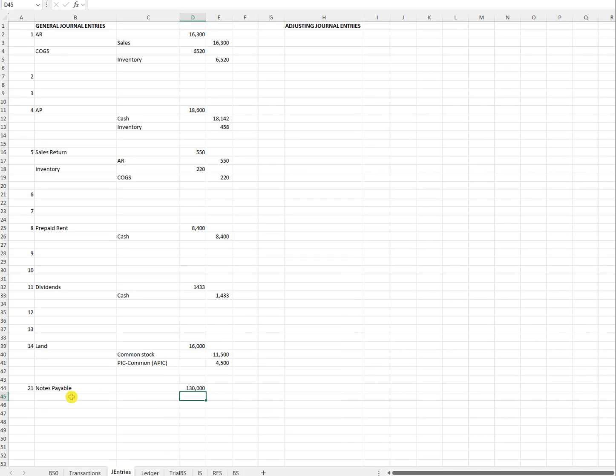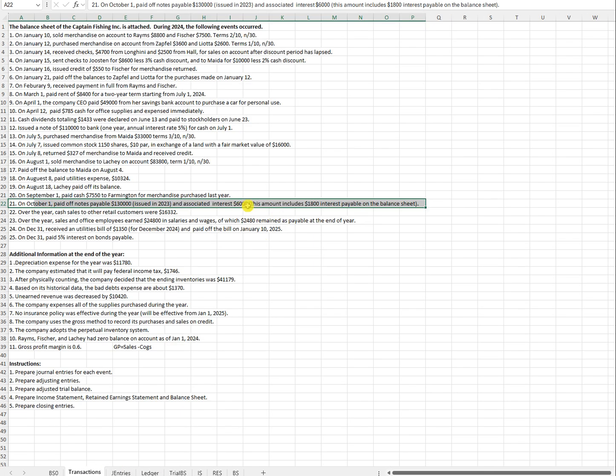Meanwhile, we need to pay interest. The total interest will be $6,000, among which $1,800 has been recorded in accounts payable already. Okay, meaning we're going to pay $6,000 interest, but we only record the difference, right? $4,200 interest expense. $1,800 interest expense has been accrued in last period.